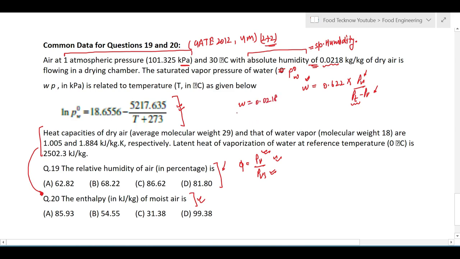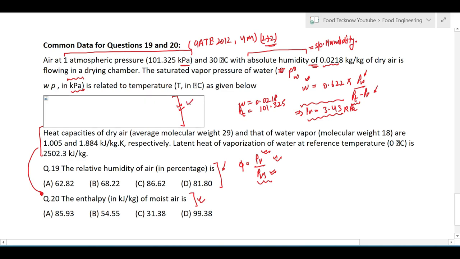0.0218 is given and the value of PT is equal to 101.325 kilopascal is given, so we can calculate the value of PV, that is equal to 3.43 kilopascal. Okay, and be careful that this saturated vapor pressure is given in kilopascal, so we need not worry about the change in these units. So we can calculate this value PVS from the given formula that the question has given us.